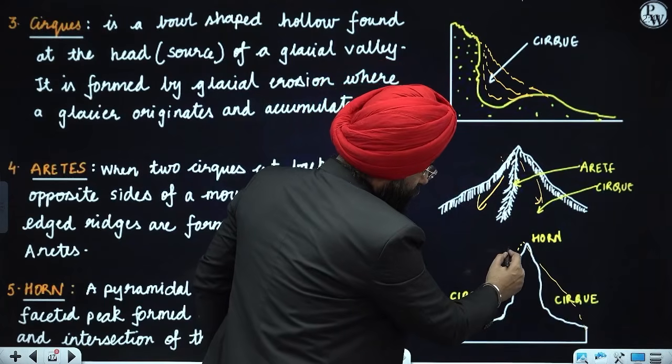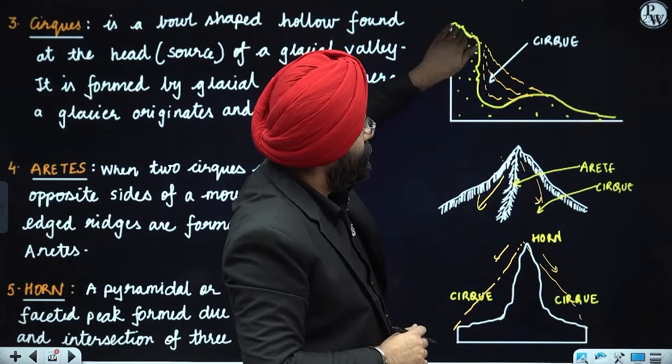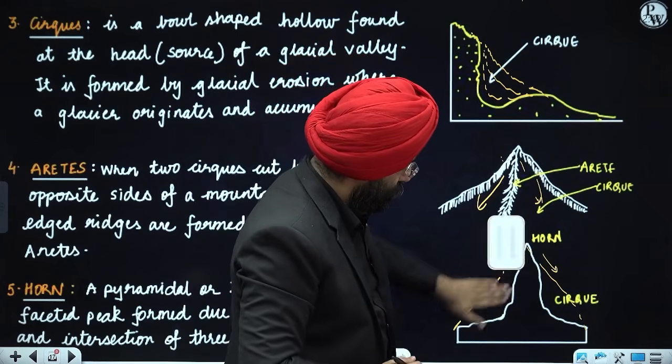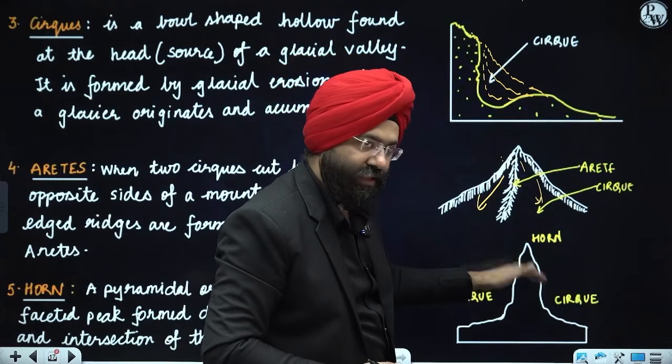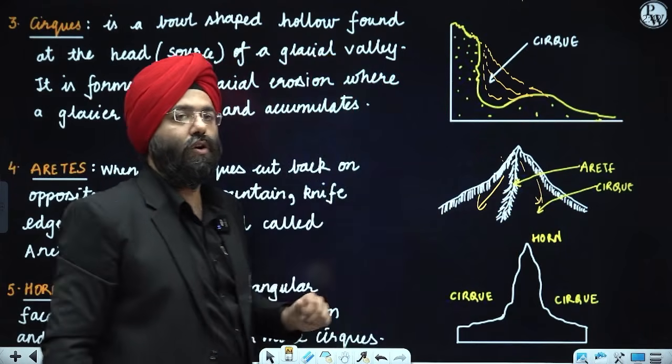One glacier is present here moving down, another glacier is moving down. Slowly, again the similar thing will happen. Cirque formation will take place. And because of this, a horn-like structure is formed. This is known as horn.